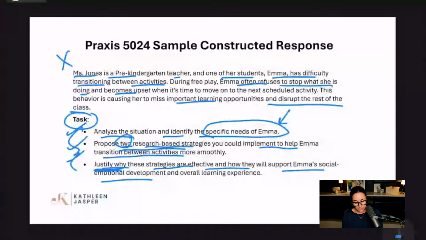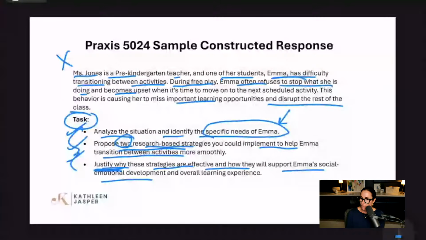So what's going on here with Emma? One of the things that I like about this is that the teacher has observed the behavior already. One thing you can put in your writing is to observe the behavior first. That is a research-based strategy. Don't be reactive. Be proactive. And you can see the teacher is already being proactive because she has determined during free play this is happening.